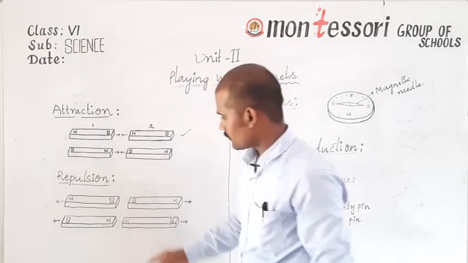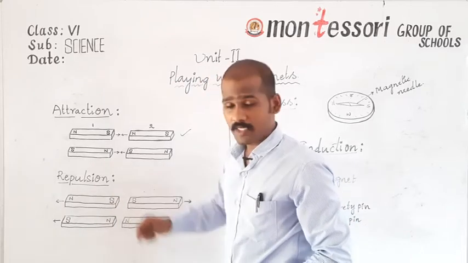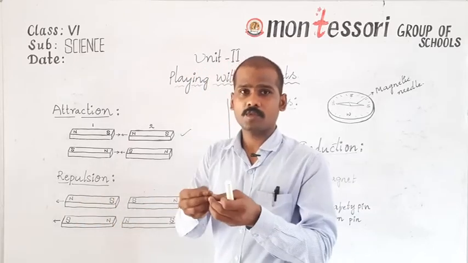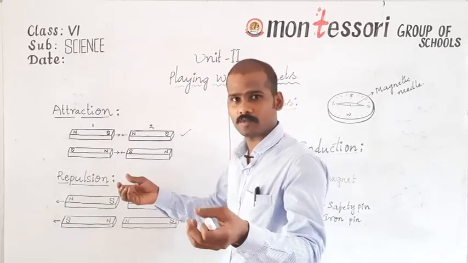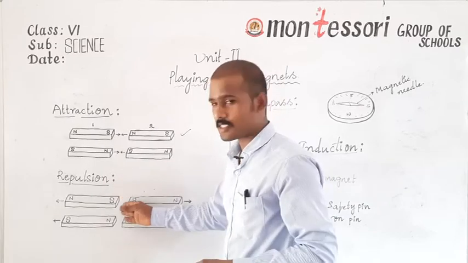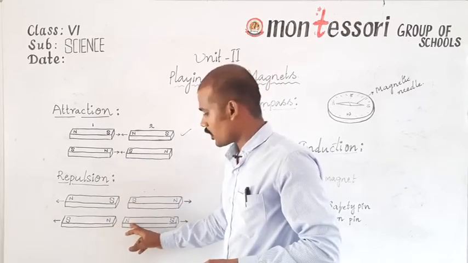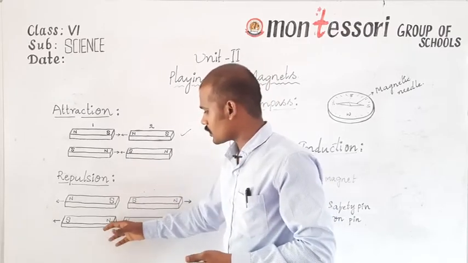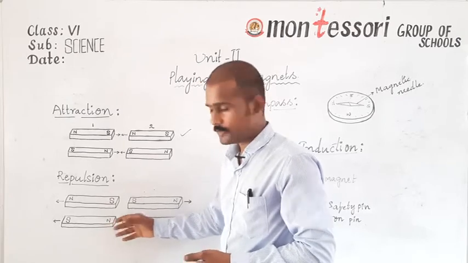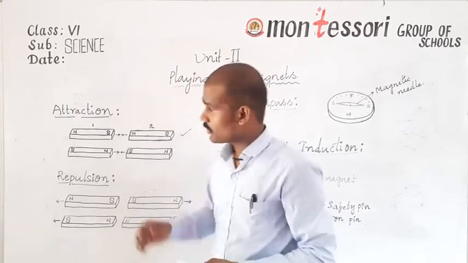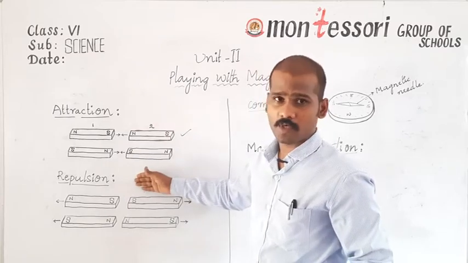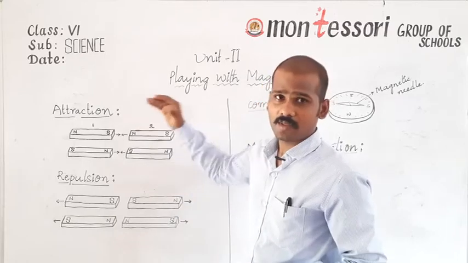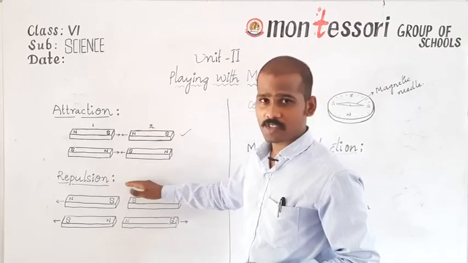Here, south pole and south pole, that means like poles, they will always repel, they won't attract, they will be forced to move away. This is called repulsion. Here, north pole and north pole, and similarly like poles. So in this case also, north pole and north pole, since they are like poles, they will repel. So attraction and repulsion properties can also be observed in magnets. Attraction, unlike poles; repulsion, like poles.